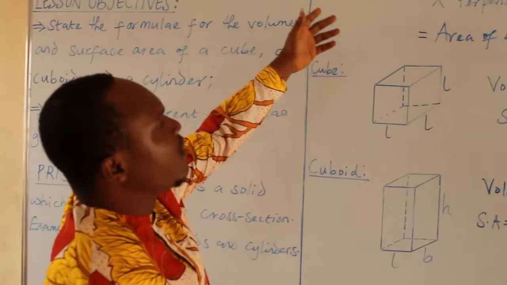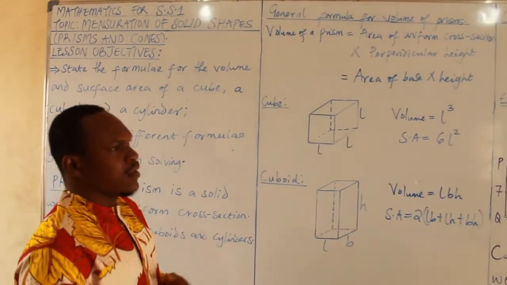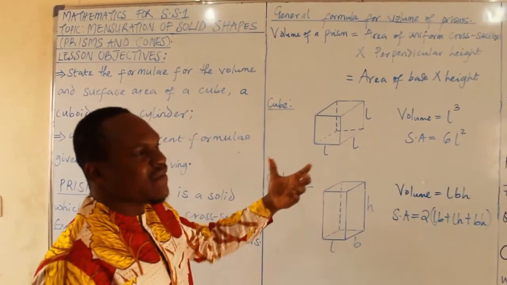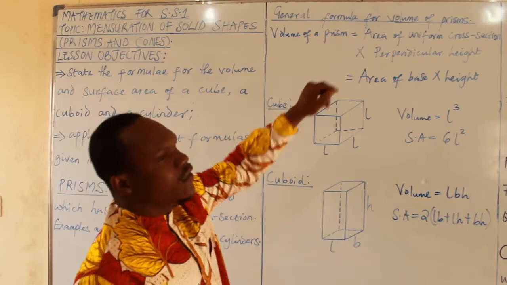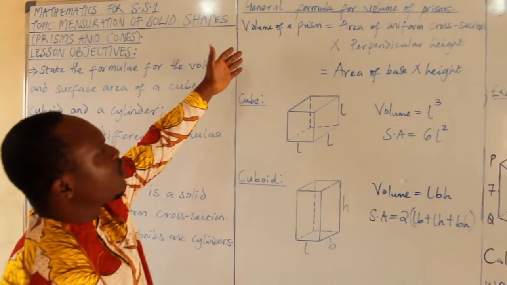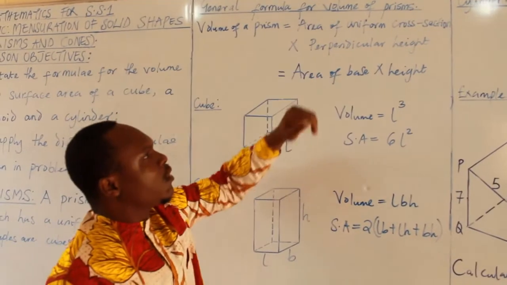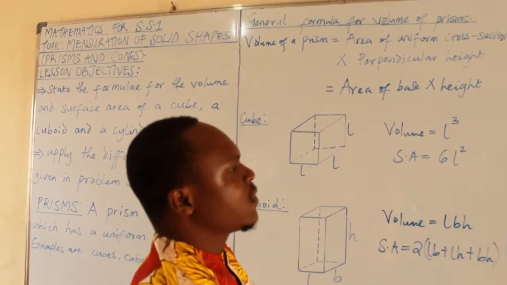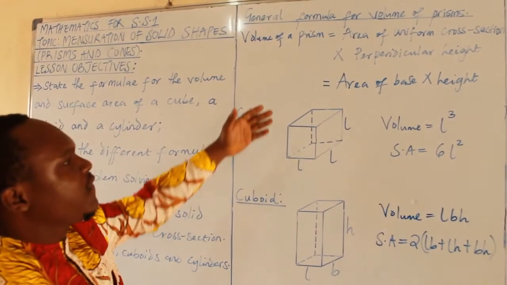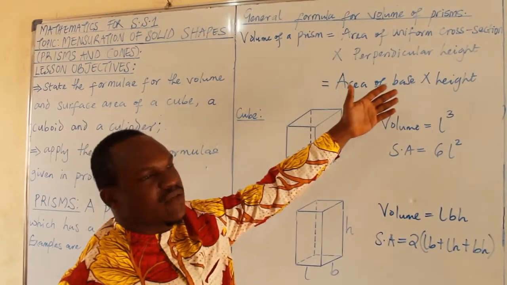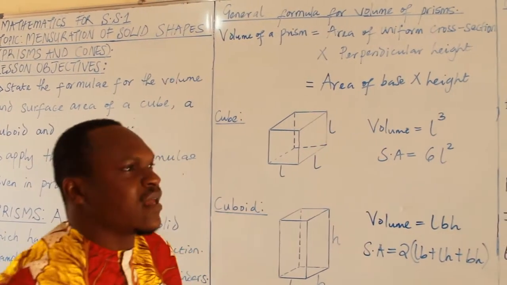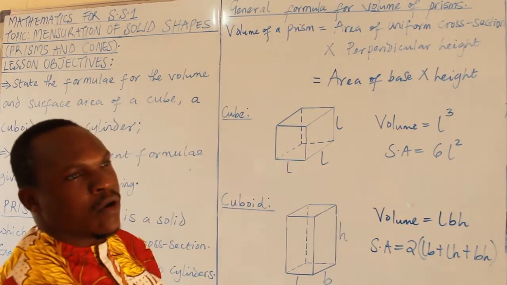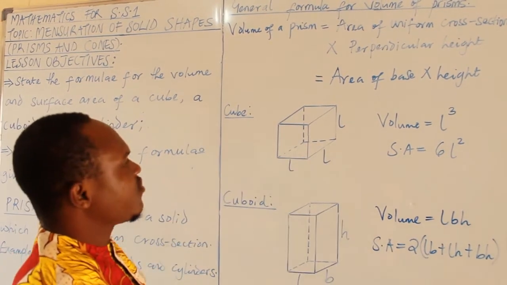We have the general formula for the volume of prisms, and how we derive the formula we use in getting the volume of prisms. The volume of a prism is the area of the uniform cross-section multiplied by the perpendicular height of the prism. Another formula is the area of the base of the prism multiplied by its height. So you can use either formula to derive the volume of a prism.